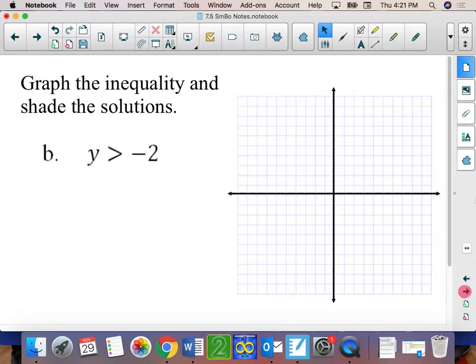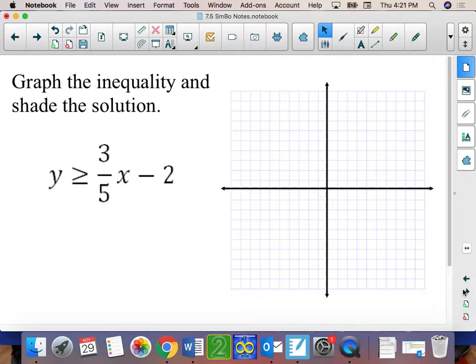Okay, so here's our next one. So again, we're going to graph the line just like you always would. So you're going to graph your y-intercept first at -2, and then I'm going to graph my slope, which is +3/5. So I'm going to go up 3 and over 5. Then I can do the opposite of that and go down 3 and left 5.